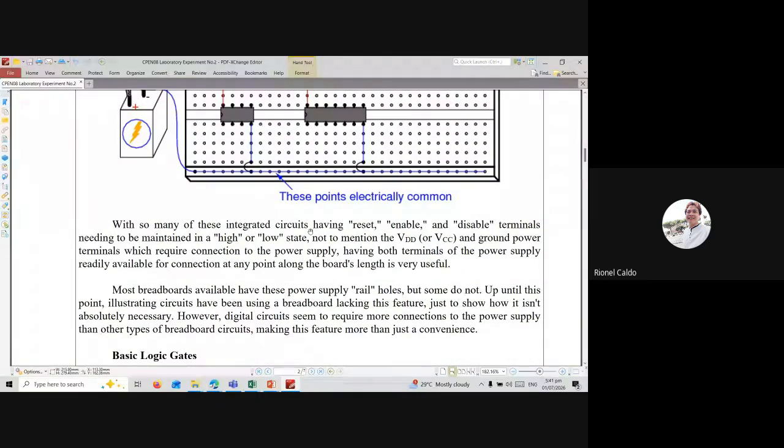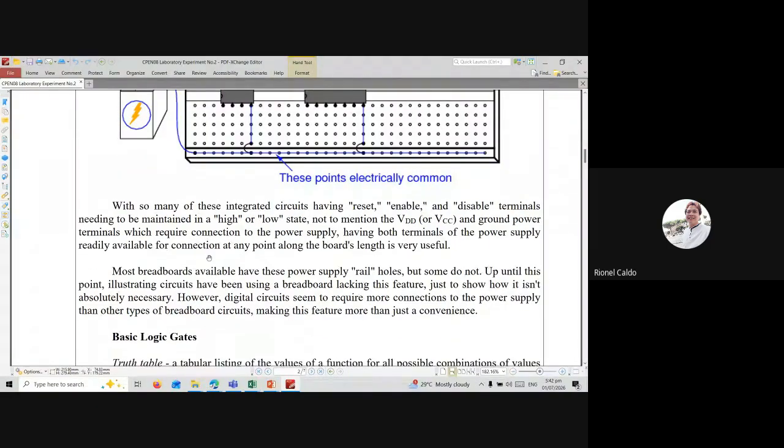With so many of these integrated circuits having reset, enable, and disable terminals, actually, pag pumunta tayo sa mga sequential circuit, doon nyo ma-appreciate yung purpose ng mga enable, reset, clock, disable signals at kapag nagko-code na tayo sa Verilog. For now, we're not yet too much concerned on this one. Some need to be maintained in a high or low state, not to mention the VDD or the VCC and the ground power terminals which require connection to the power supply, so having both terminals of the power supply readily available for connection at any point along the board's length is very useful.